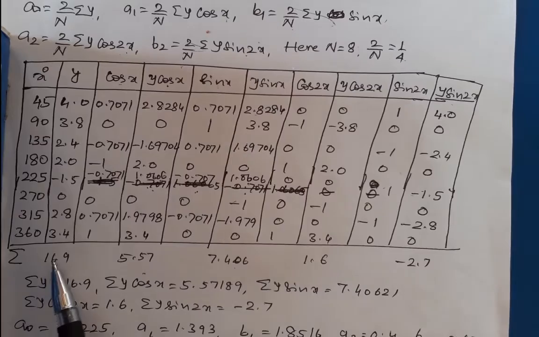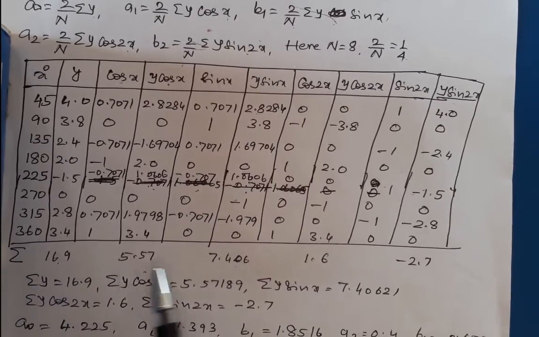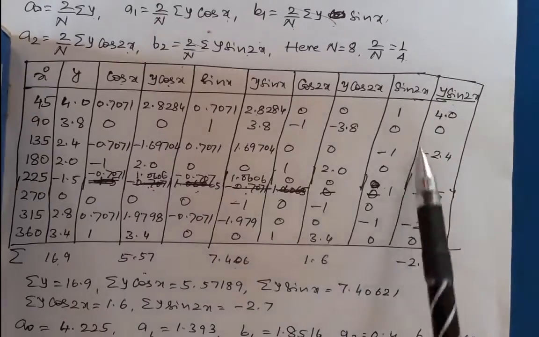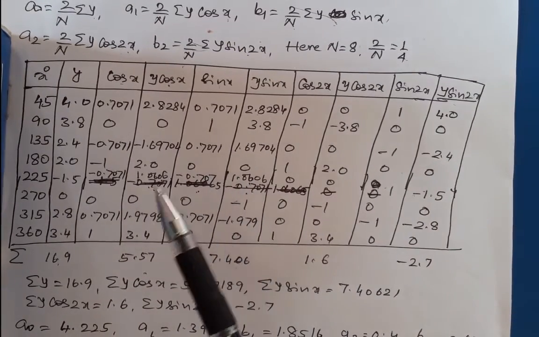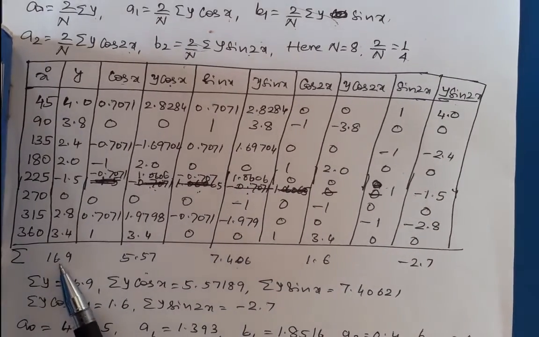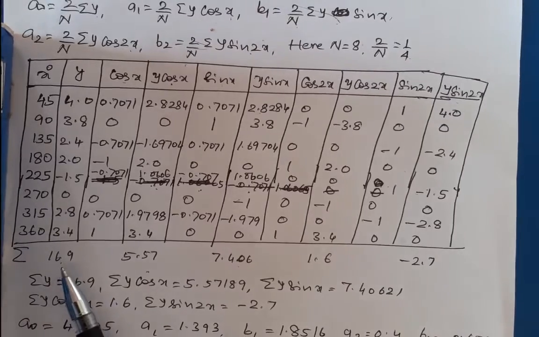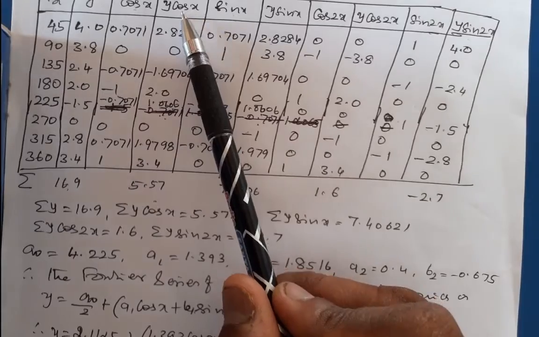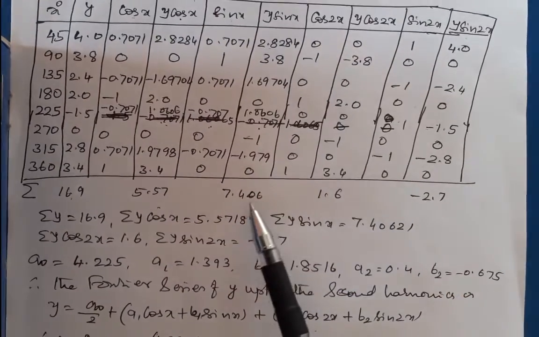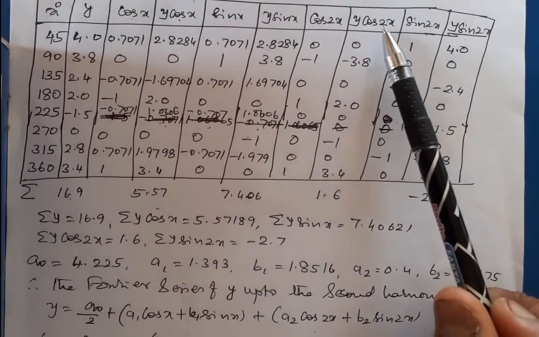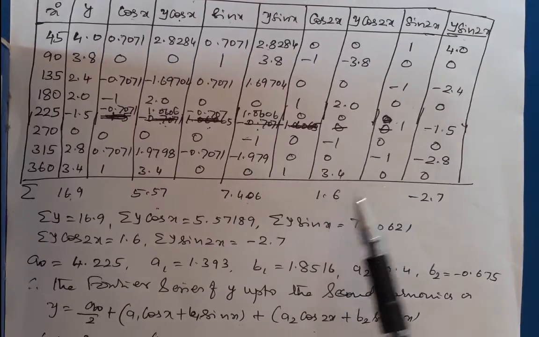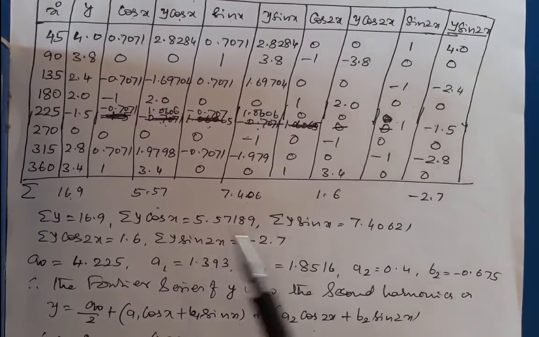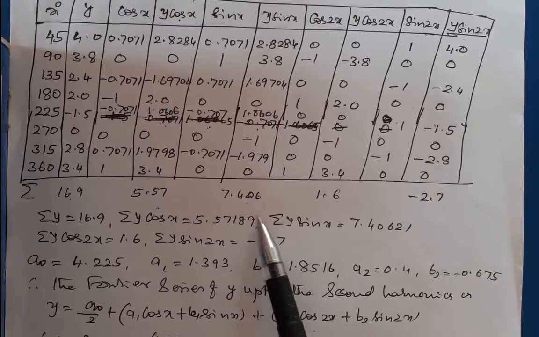Therefore, take the respective summations, and these summations are related with the formula given here. I am not taking the entire summation. This term is what? 16.9. Then here 5.57, summation of y cos x, summation of y sin x is 7.4, summation of y cos 2x is 1.6, and at the end summation of y sin 2x is minus 2.7.